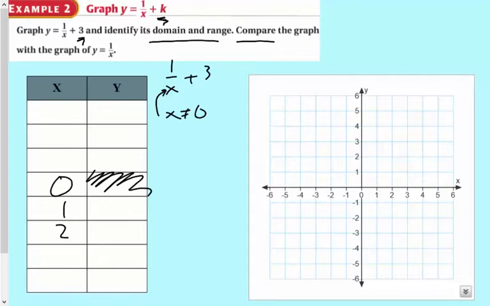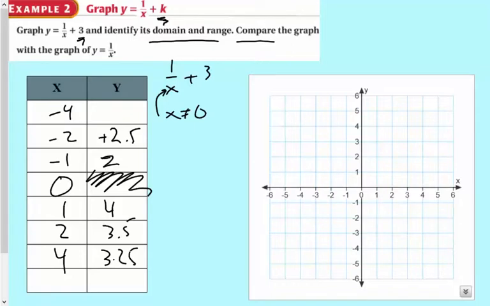I'm going to choose numbers that I like. 1 and 2 and 3 gives me 0.3 repeating, so I'm going to choose 4. -1, -2, and -4. Okay, plug in 1. 1 divided by 1 is 1 plus 3 is 4. Plug in 2. 1 divided by 2 is 0.5 plus 3 is 3.5. Plug in 4. That gives me 1/4 plus 3 is 3 1/4. And then -1. They're not going to be just the opposites like they were in day 1 of 12.1. Plug in -1, you get -1 plus 3 is positive 2. Plug in -2, and you get -0.5 plus 3 is positive 2.5. Plug in -4, you get -1/4 plus 3 is 2.75.